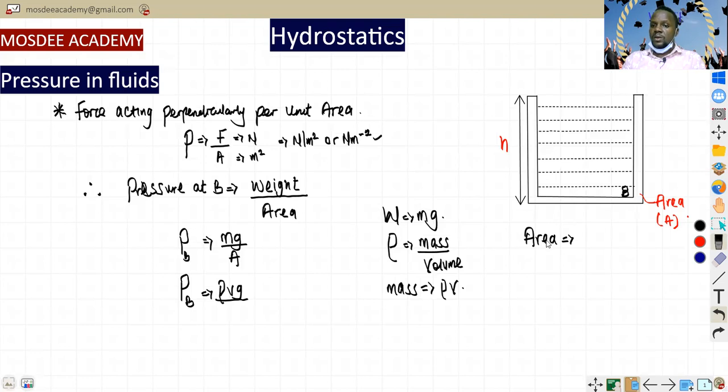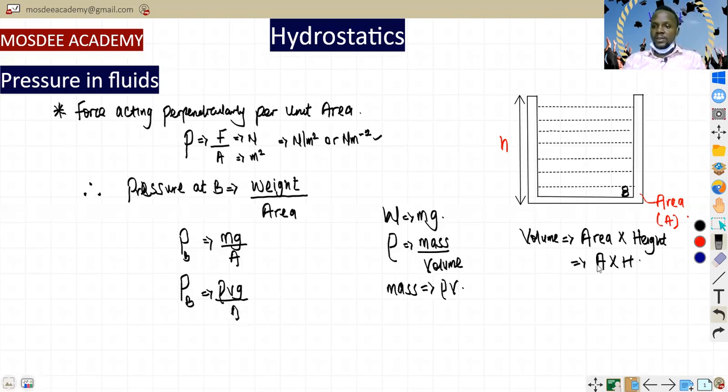Another thing, let me do it in terms of volume for quick understanding. The volume of a substance is equal to the area of that substance multiplied by the height. So the area A multiplied by the height H gives me the volume. If we substitute that directly here, my dear student, we say this is over A.